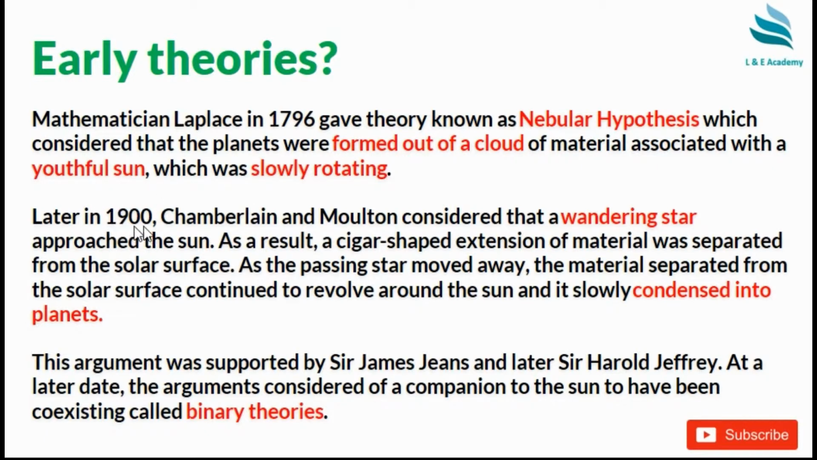So the other concept which came in 1900 was that a wandering star approached the sun, and a cigar-shaped extension was getting separated from the solar surface. As the star moved away, the material separated from the solar surface continued to revolve around the sun, and slowly it formed planets. Now this argument was supported by Sir James Jeans and later Sir Harold Jeffreys. At a later date, the arguments considered a companion to the sun to have been coexisting, which are also called binary theories.